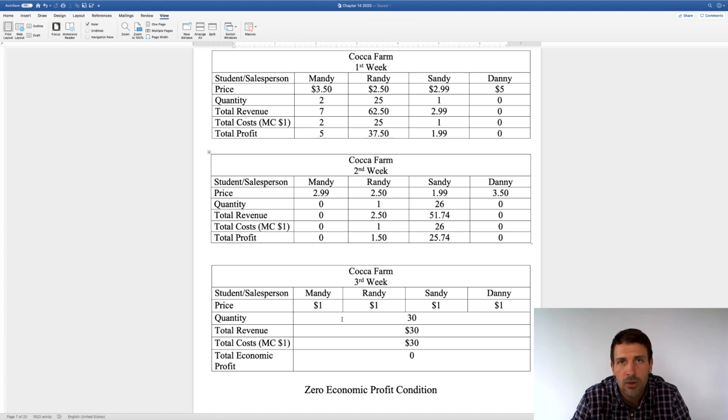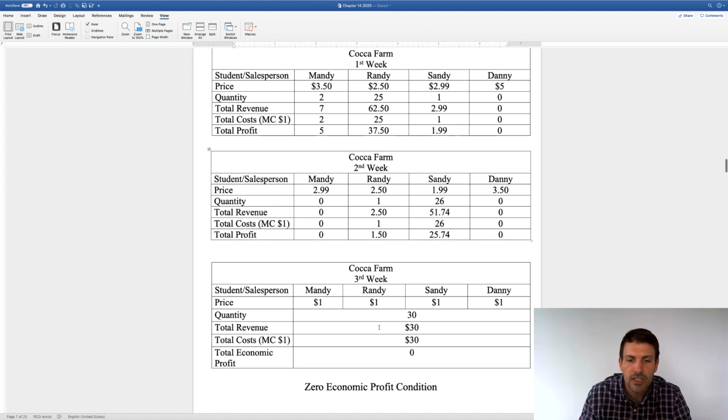So eventually each one of these people, now this is called the zero economic profit condition. That dollar is going to cover their salaries, but ultimately that competition, if it's a commodity product, is going to be pushed all the way down to $1. And again, this is called zero economic profit, not accounting profit. So they are actually making enough money to cover their own income, but this is called the zero profit condition.